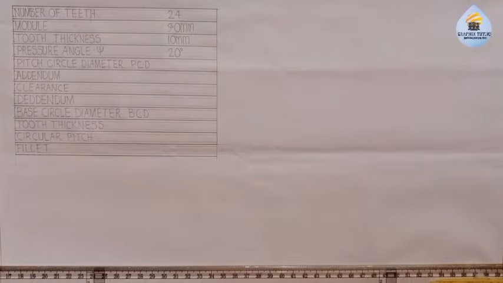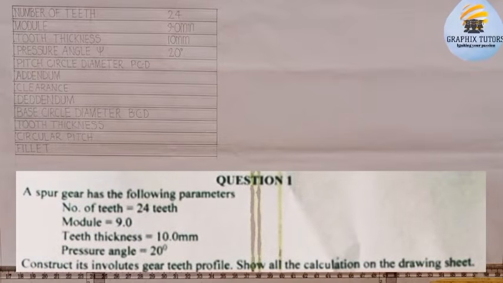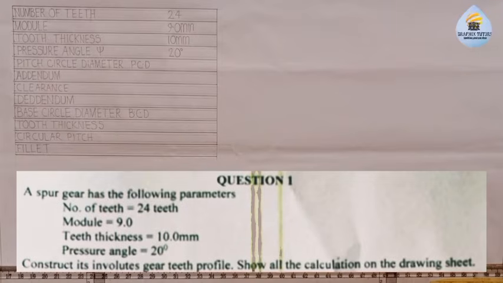Today we want to solve another problem involving gear where the question goes like this. It says a spur gear has the following parameters: number of teeth 24, module 9, teeth thickness 10 millimeter, pressure angle 20 degree. Construct its involute gear teeth profile. Show all calculation on the drawing sheet.